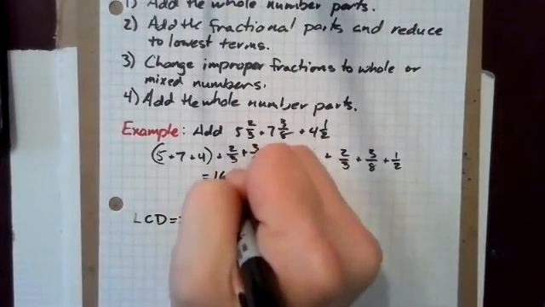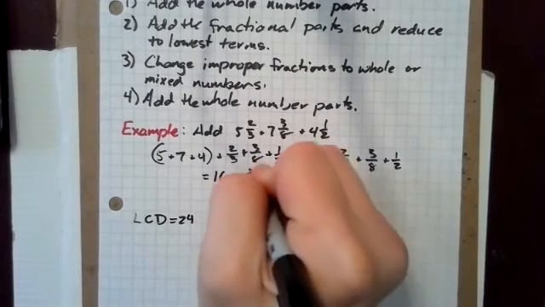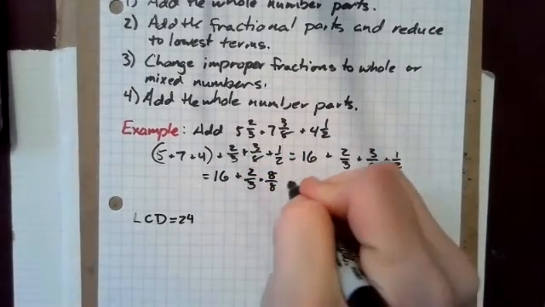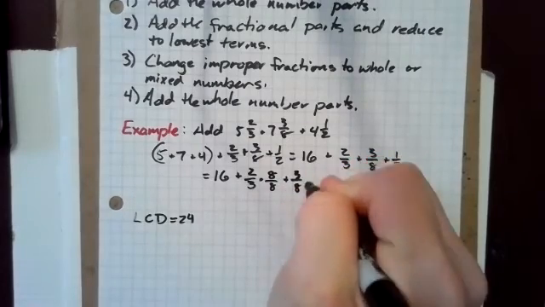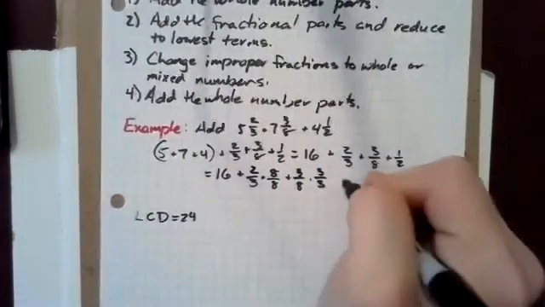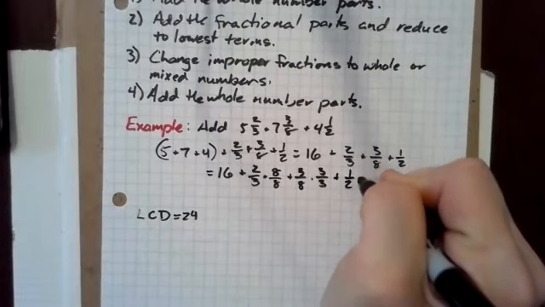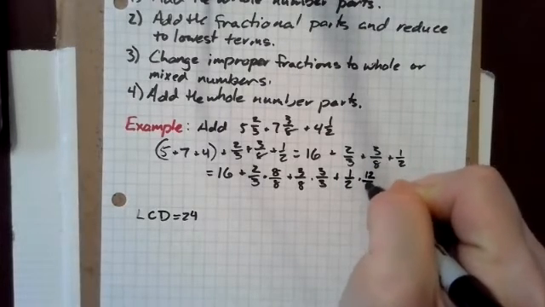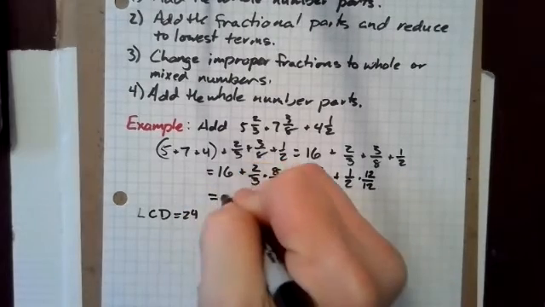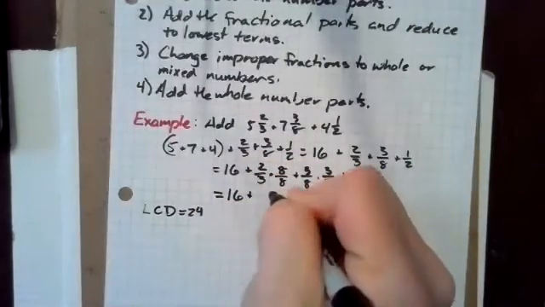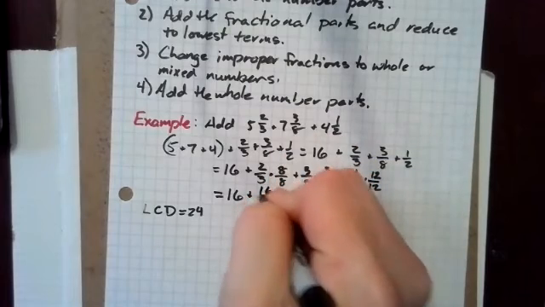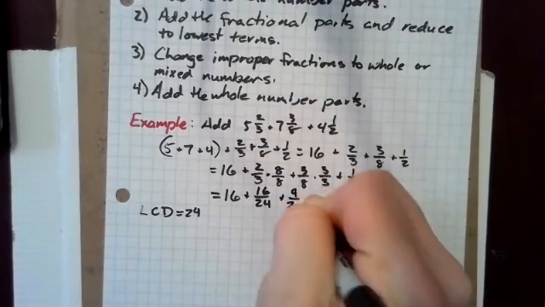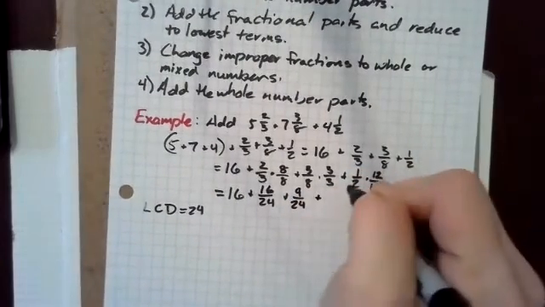So this is 16 plus 2/3 times 8/8 plus 3/8 times 3/3 plus 1/2 times, well, 24 divided by 2 is 12, so we'll do this as 12/12. It gives us 16 plus 16/24 plus 9/24 plus 12/24.